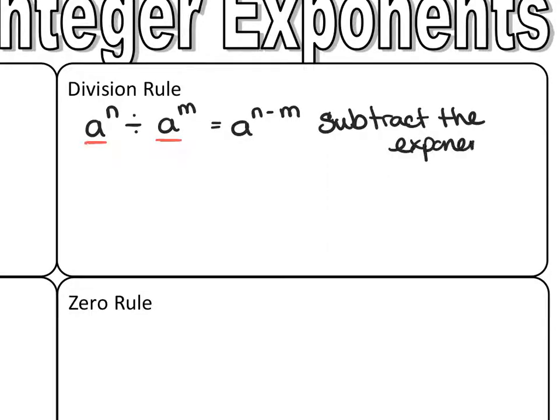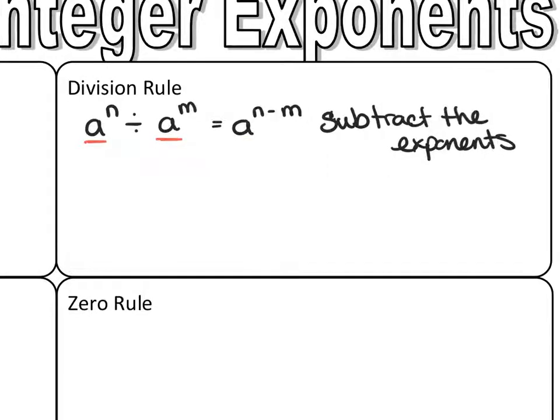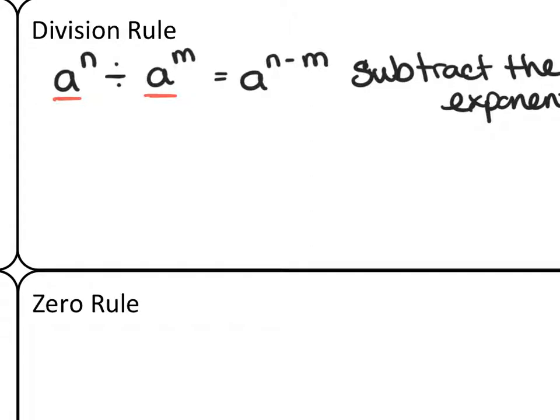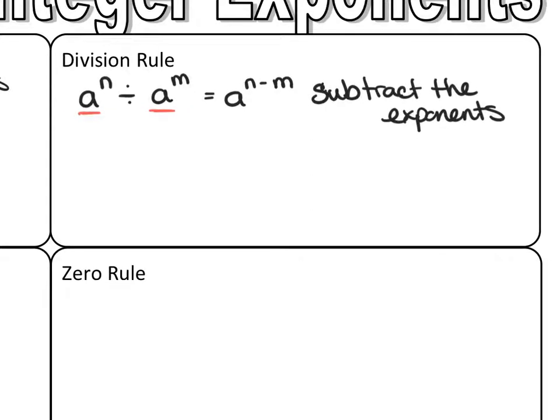The exponents. I should have said over here that we're going to multiply. Oh, not multiply. We're going to add them. Add the exponents. So over here we subtracted them. I'll give you an example.